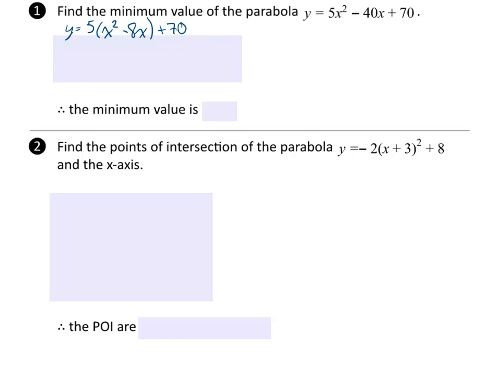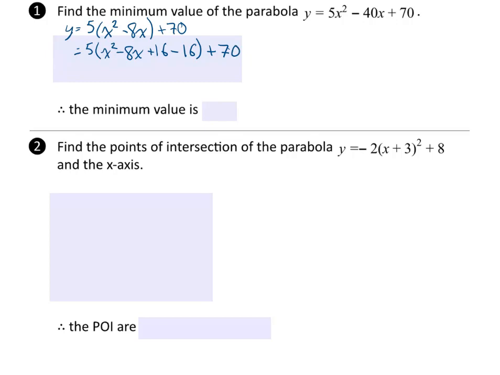Next, you're going to take that second term in the brackets, divide it by 2, and then square it. So negative 8 divided by 2 is negative 4. 4 squared is 16. And I'll show you what we'll do with that 16. Minus 8x. And that's going to be plus 16 minus 16 plus 70.